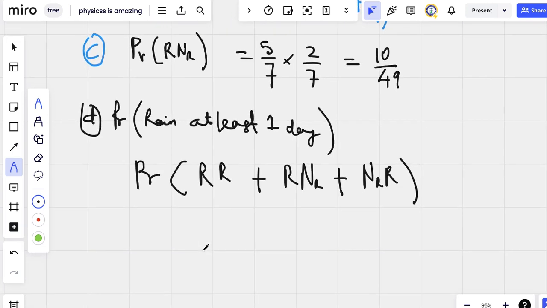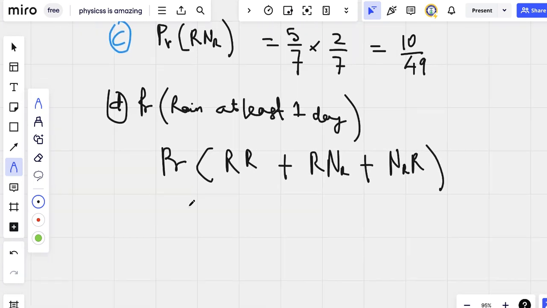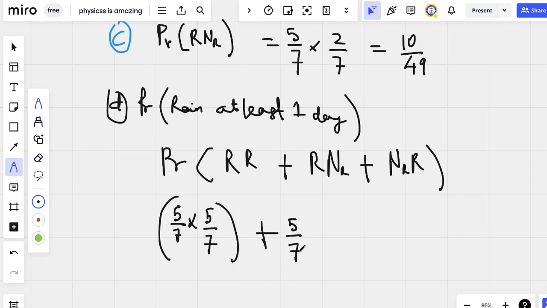So the probability of rain on both days, we already calculated that, don't forget. We can simply write that out, or we do it one at a time again. Rain on the first day is 5 over 7, times rain on the second day, also 5 over 7. We put a small bracket for this. Then plus: rain on the first day, which is 5 over 7, does not rain on the second day. Anytime it doesn't rain, it's 2 over 7. So times 2 over 7. If it rains, it's 5 over 7.